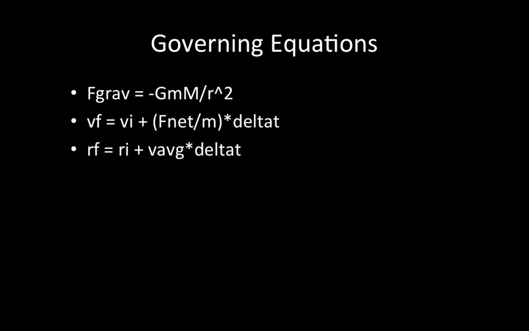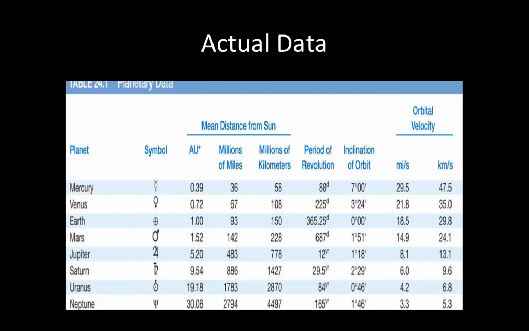I assumed the force of gravity was the only force acting on my system. Therefore, F net equals the force of gravity. This net force was used in Newton's law to update the velocity and position of both planets over time. This is the actual data I used to compare my model's predicted motion.